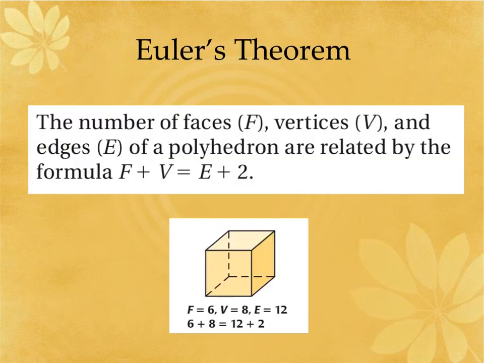Next we have Euler's theorem. And Euler's theorem is just a way to confirm that we've counted all of our faces, edges, and vertices correctly. So the theorem states that you would take the number of faces plus the number of vertices, and that will equal the number of edges plus 2. So in my figure here, this looks like it's a cube.